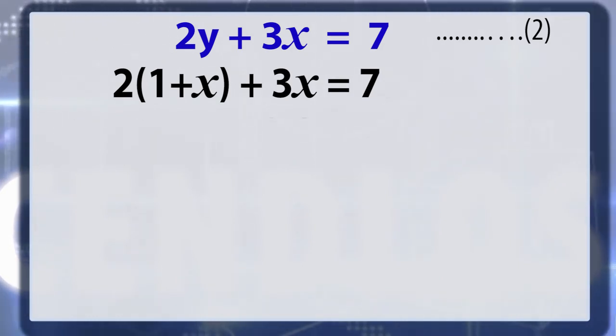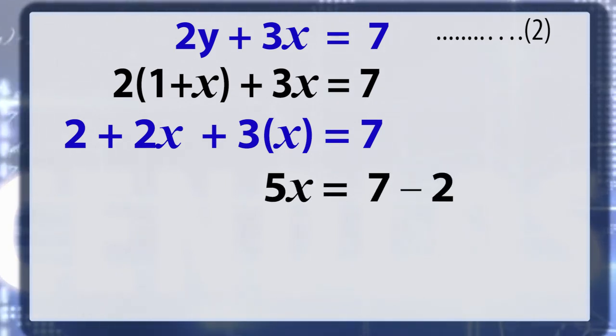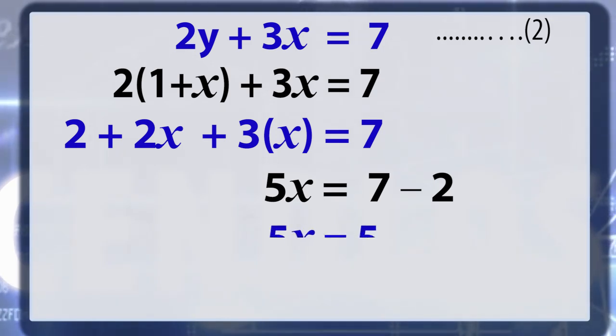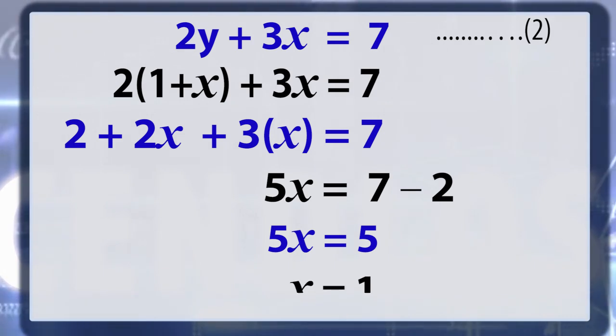So solving, we have 2 plus 2x plus 3x is equal to 7. And that will give us 5x is equal to 7 minus 2. Remember, we have to group the like terms. So we have 5x is equal to 5. Now we have to divide both sides of the equation by 5. And that will give us 5x divided by 5 is equal to 5 divided by 5. So we have x is equal to 1.